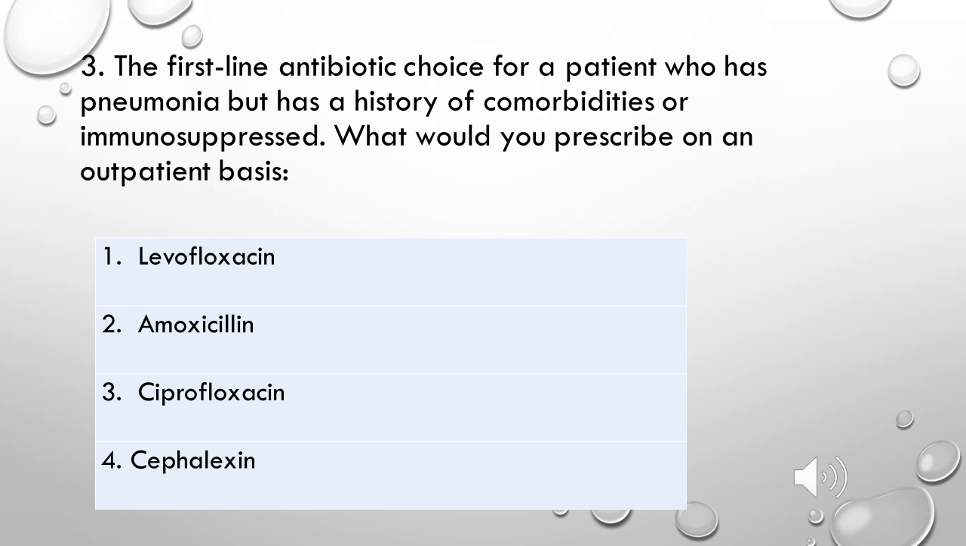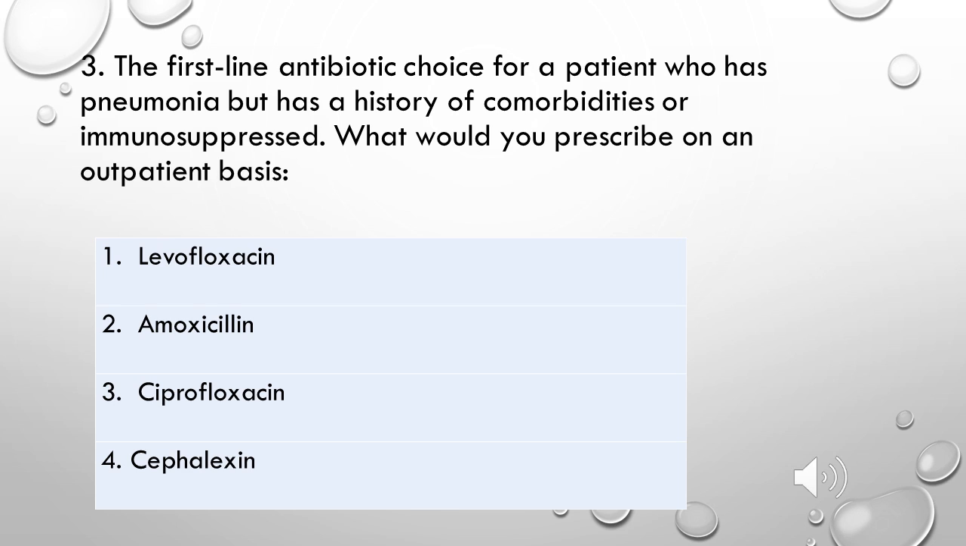The first line antibiotic choice for a patient who has pneumonia but has a history of comorbidities or is immunosuppressed. What would you prescribe on an outpatient basis? So you have your choices here. Your answer should be number 1, levofloxacin. Okay, levofloxacin is a fluoroquinolone.